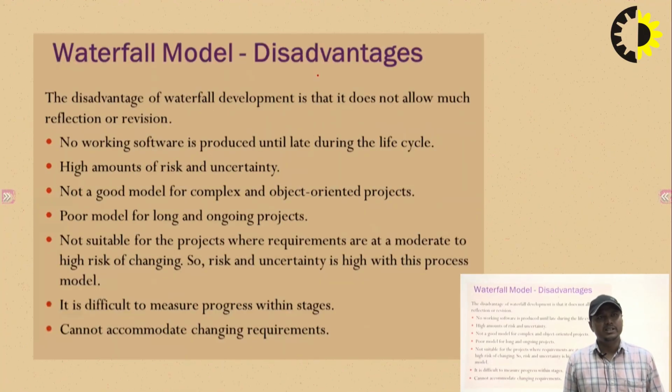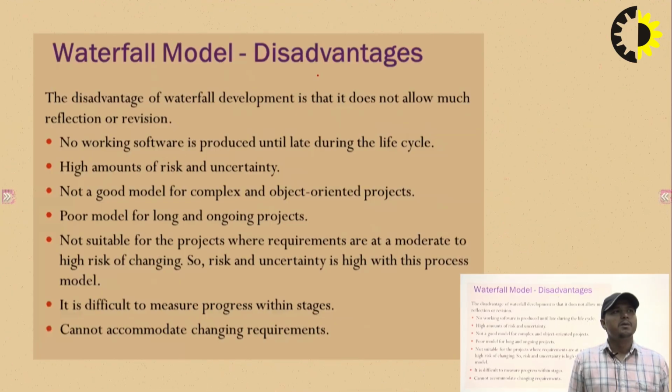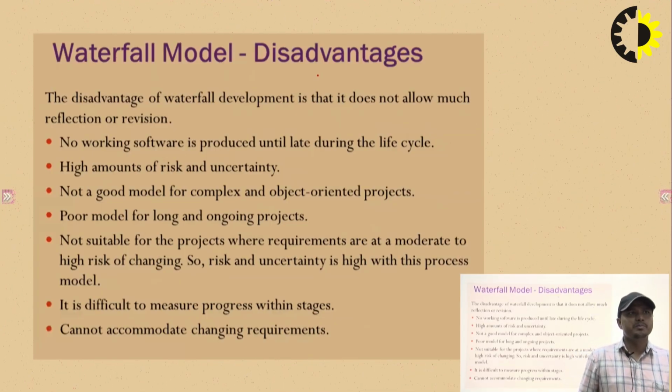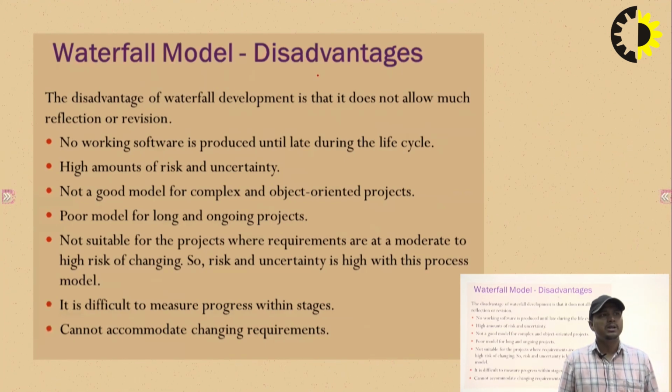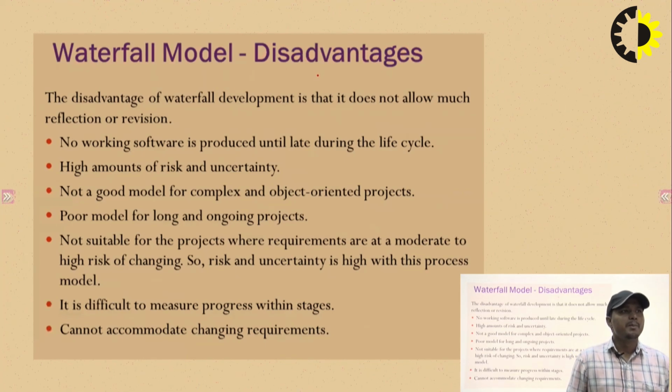And what are the disadvantages of this model? No working software is produced until late during the life cycle. A high amount of risk and uncertainty is there. It is not a good model for complex and object oriented projects where the complexity is very high. So this model is not perfect. It is a poor model for long and ongoing projects.